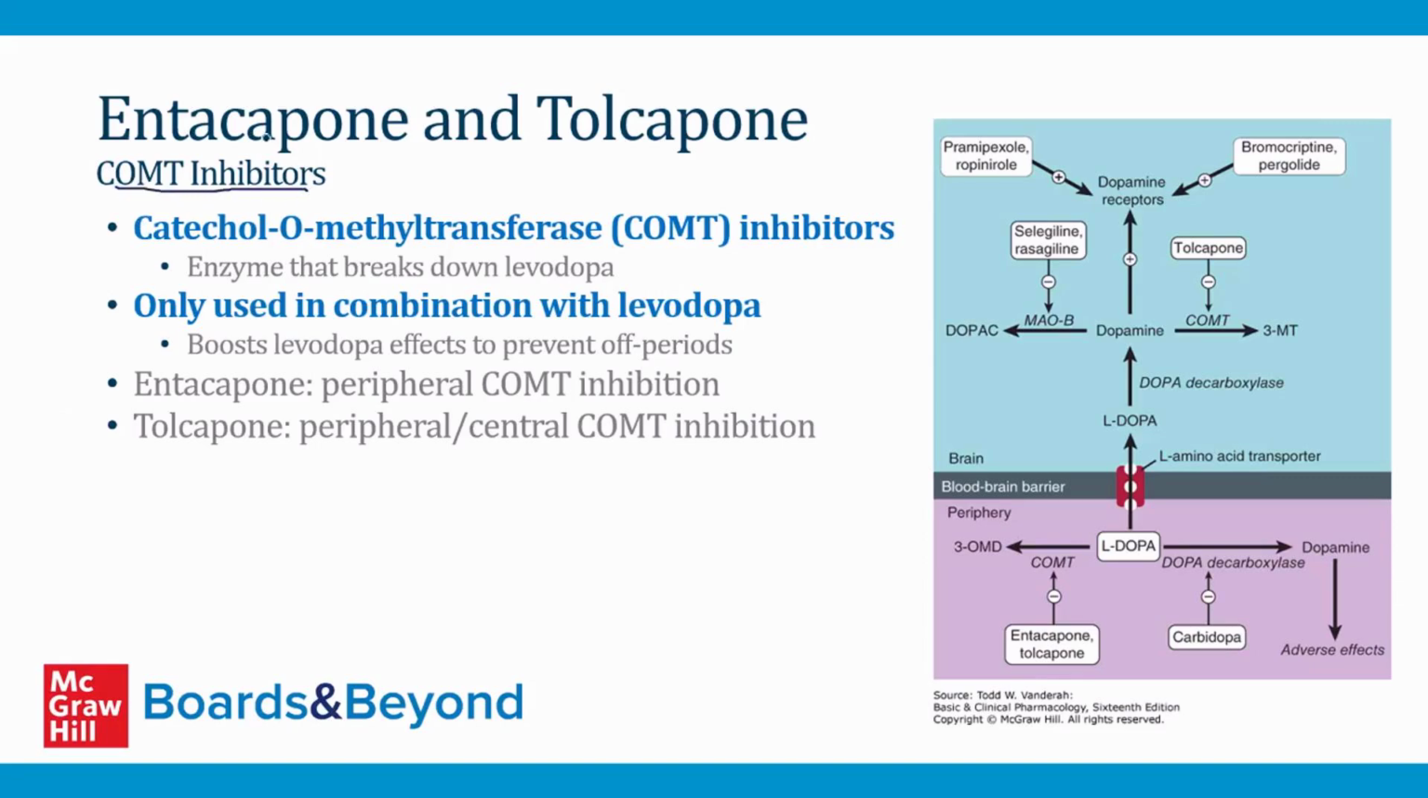There are 2 drugs in this group. The first one is called entacapone. The second one is called tolcapone. And they're called COMT inhibitors because they inhibit the enzyme catechol-methyltransferase, or COMT, an enzyme that breaks down levodopa.